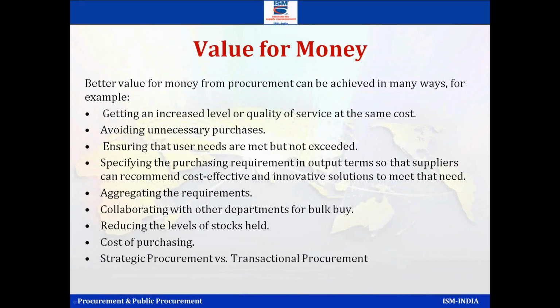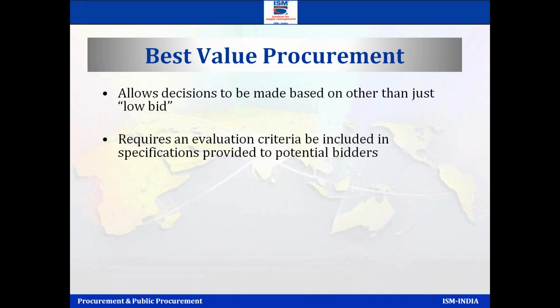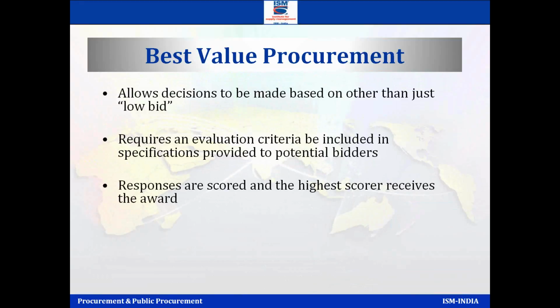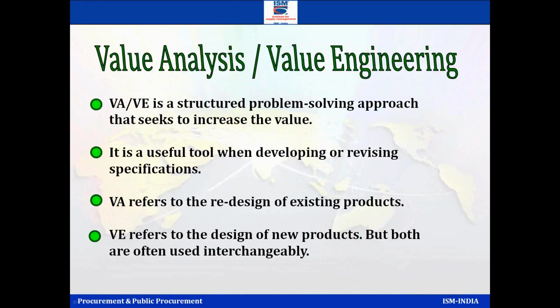Based on that, we try to come up with which are the ones where I should have a long-term arrangement, and which is the place where I should have an e-catalog. So the focus is going towards strategic procurement. Best value for money allows decisions to be made based on other than just lowest price. I think we have touched this a lot already, so let me skip over.